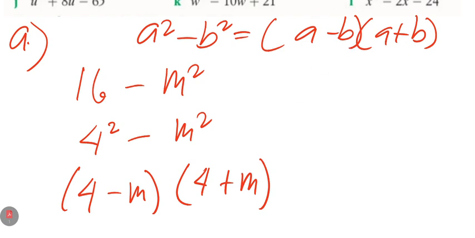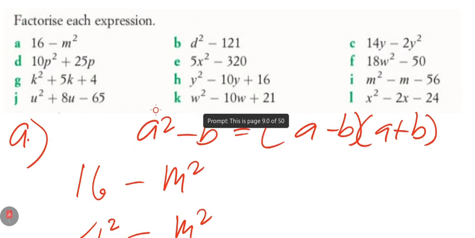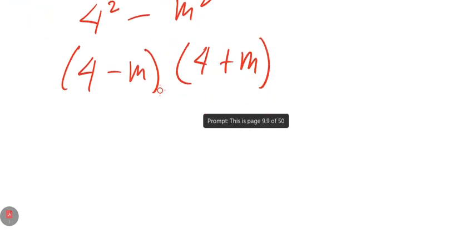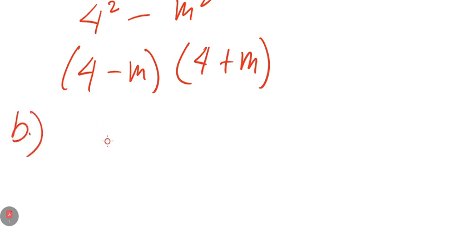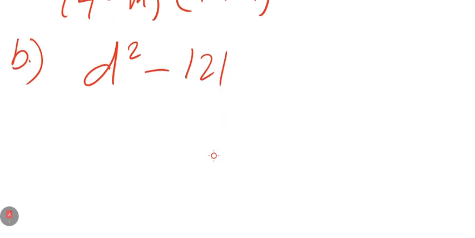Now, moving on to the second one, we have B, that is D squared minus 121. So let's write out here for B. Okay, so we have D squared minus 121. Now, let's try to rewrite this into perfect squares.